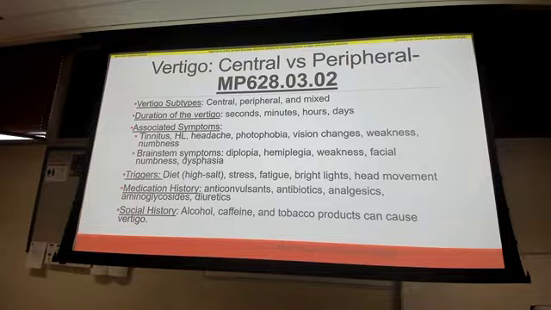Duration, so some things that are going to help us determine whether it's central or peripheral vertigo are duration, associated symptoms, triggers. So going into our HPI, the patient's past medical history, the patient's medication history, and then their social history. Do they drink alcohol, tobacco use, caffeine, etc.?